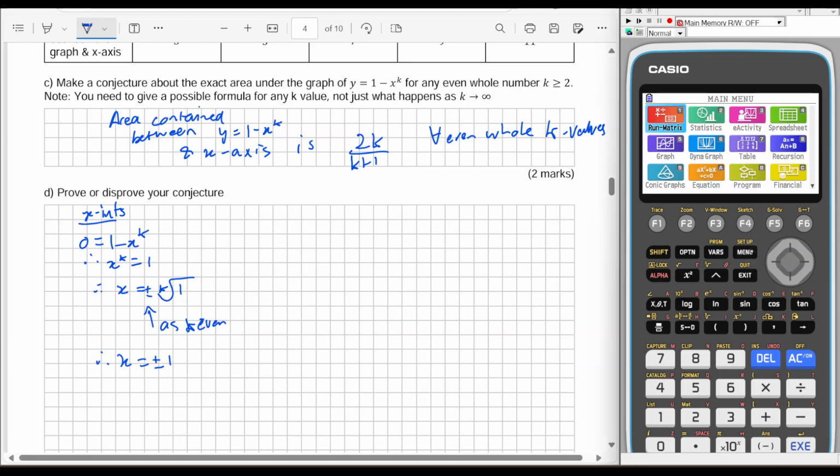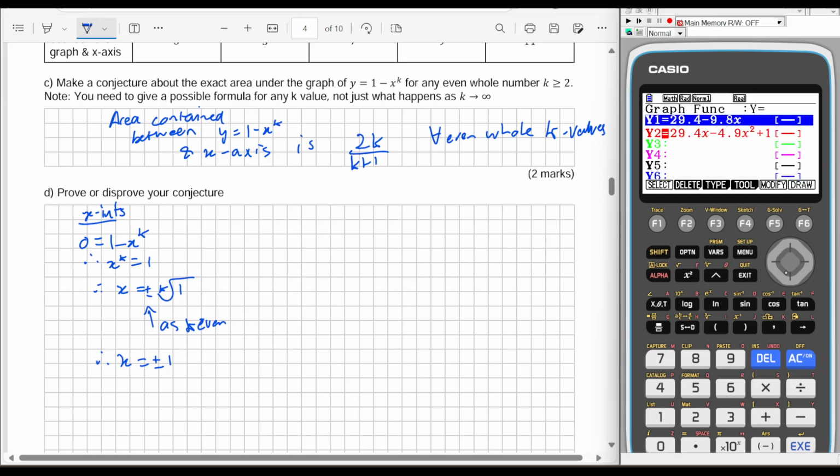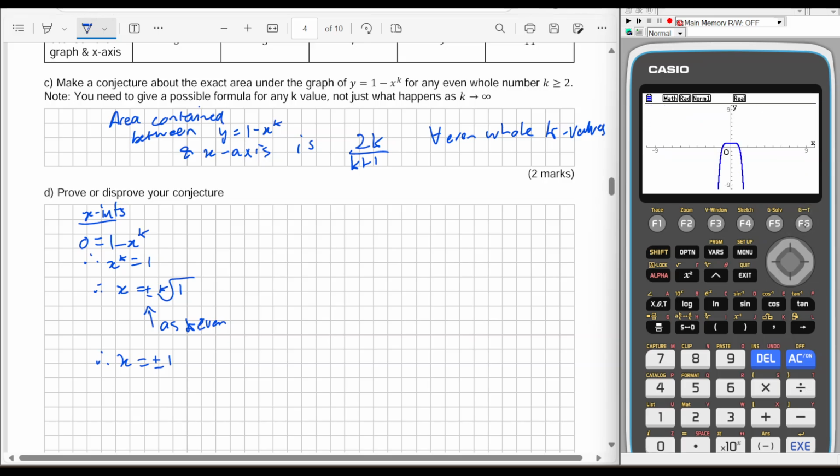And if you do a graph, and I'd actually recommend you do this, so we just delete out those. You look something like 1 take x to the 6 or something like that. So we'll draw that. And if we look at the window, I'm just going to hit standard. You can see that the x-intercepts are still 1 and minus 1. So therefore the area is the integral from minus 1 to 1 of 1 take x to the k, and you just churn through that integral like normal.